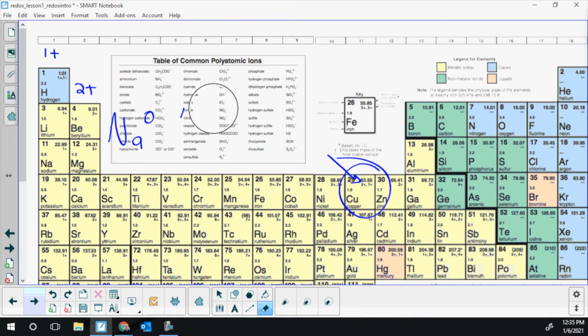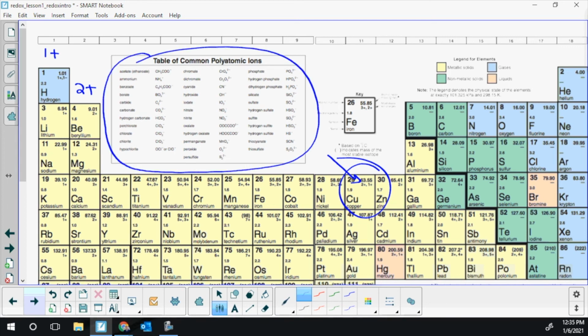So to get charges that aren't listed in questions, you're expected to go to your table. You're going to see lots of polyatomics again, like nitrate that we just saw, and those names are all in that table. So that's the first tool that's really useful, essential for you to be looking up those charges.